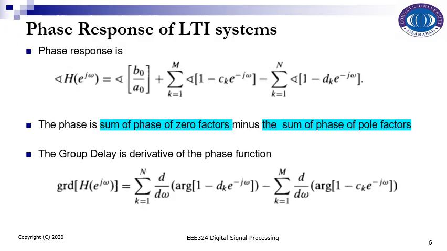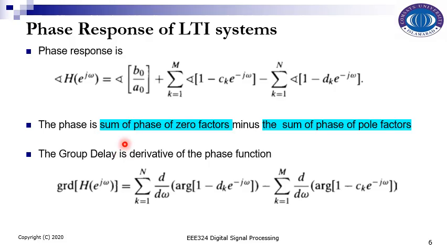The phase response is computed as the contribution from the zero factors as well as from the pole factors. So the phase is the sum of the phase of each of the zero factors minus the sum of the phase of all the pole factors. We recall H(e^jω) was a product of the zero factors divided by the pole factors.